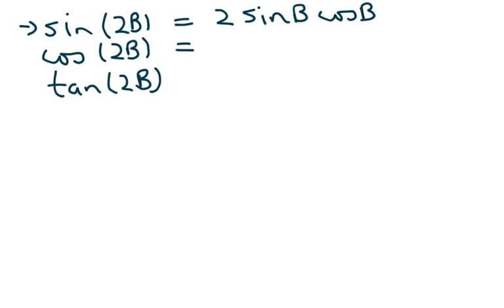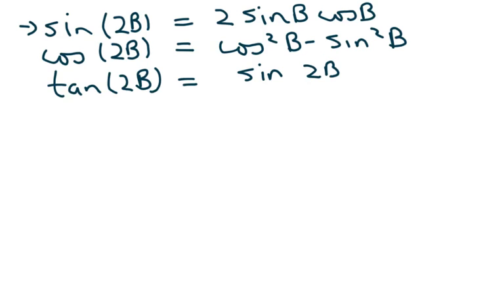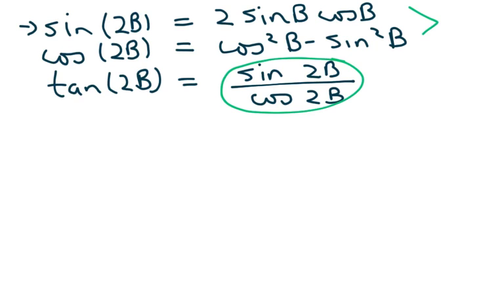Since I'm going to have to find them both anyway, I'm going to use cosine squared of beta minus sine squared of beta. And for tan, I'm just going to divide what I get here for sine of 2 beta over cosine of 2 beta. So this, I'll just draw from these two.